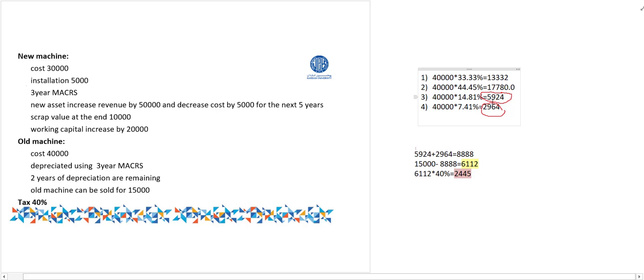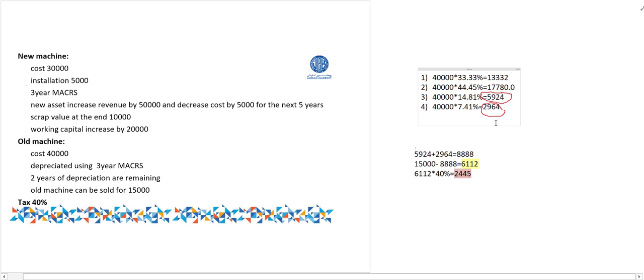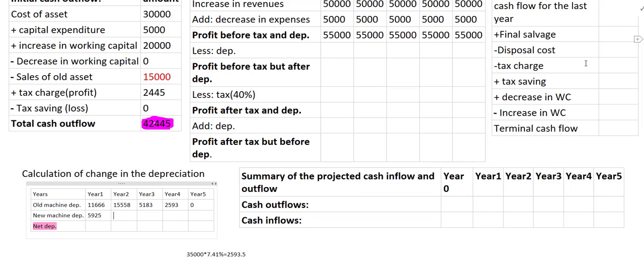Year 3 is 5,925. Mention this amount, 59.25. So 59.25 of depreciation is remaining from this year. And also calculate for the next year, 29.64. 29.64 is remaining for the next year. After that, there is no depreciation. So as per the formula, we have to subtract both of them.